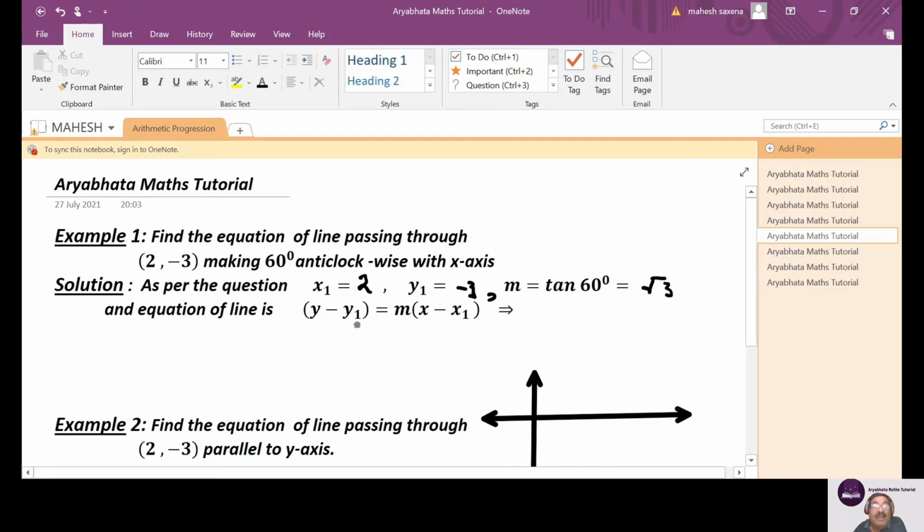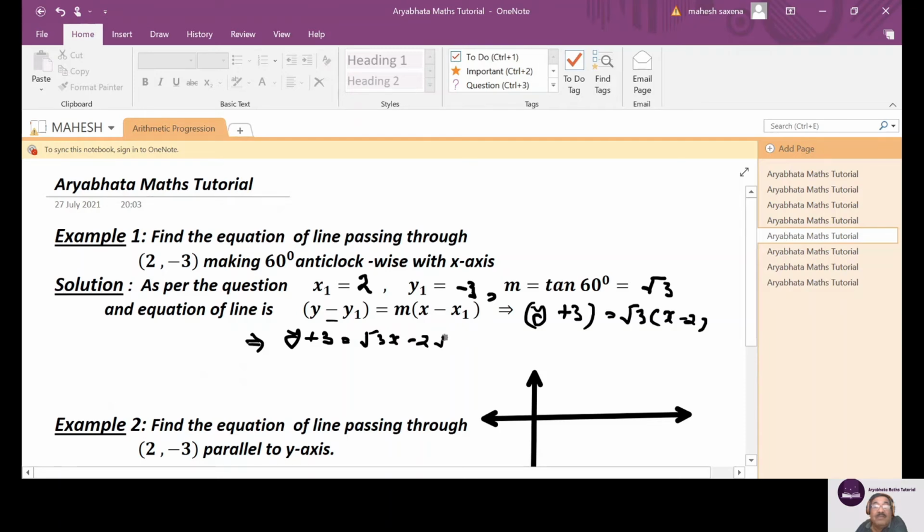Since the equation of a line is y minus y1 is equal to m into x minus x1, therefore in this case y minus, that is y plus 3, is equal to m, which is root 3, into x minus 2. Implies that y plus 3 is equal to root 3 x minus 2 root 3. Therefore, the equation of the line is root 3 x minus y is equal to 3 plus 2 root 3.